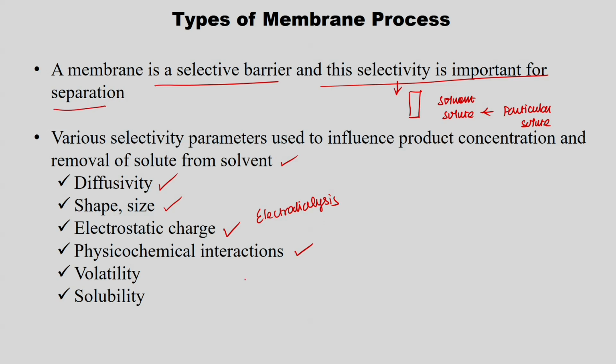For one of the modules we also said the membranes are inert membranes, carbon or zirconium carbon. And volatility will be taken care of when we use the pervaporation process, and the solubility, right. So, these are all the selectivity parameters.